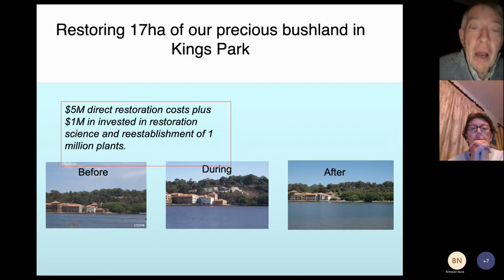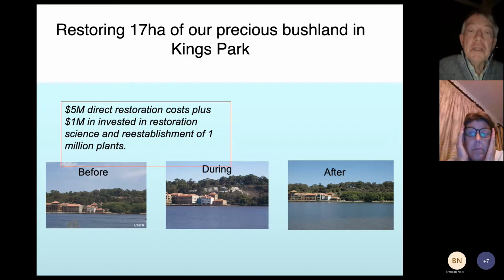Even in our Kings Park, we now know that maintaining our bush is a lot cheaper than trying to restore. This is the famous scarp restoration that was done at the end of the 1990s. It was 5 million in restoration cost and 1 million invested in restoration science, so $6 million, 1 million plants put in before, during and after, if only we'd looked after that 17 hectares.